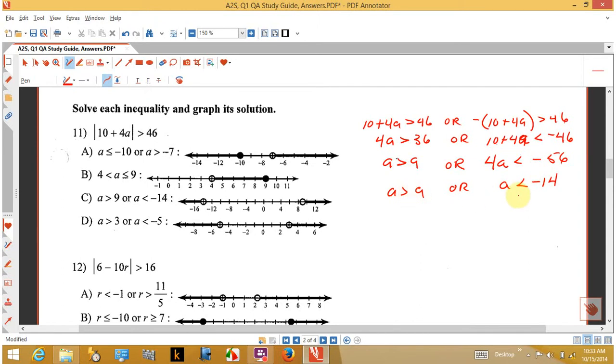So we're looking for open dots, both of them, and a is greater than 9. Let's see if we can see that. Here's one where a is greater than 9. So this is actually the only one that's got that. So I think it must be this one. So a is greater than 9. Also, this side shows a is less than negative 14. C.